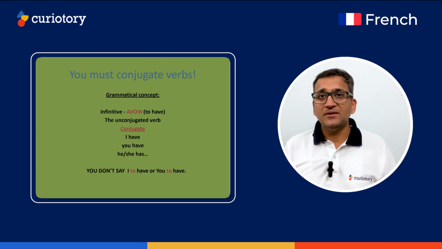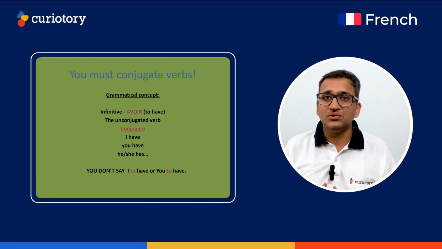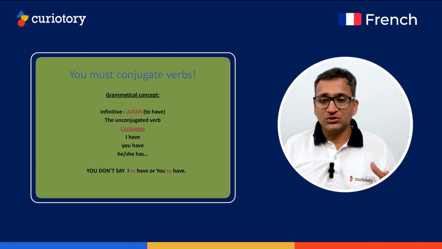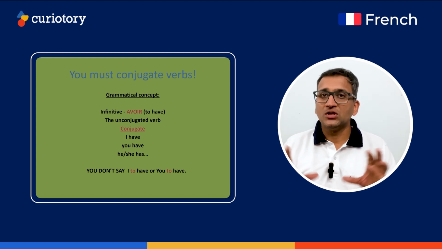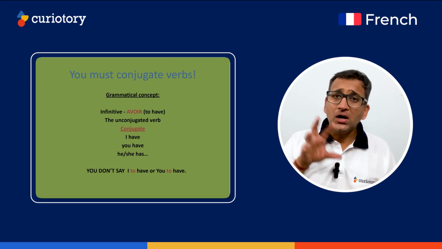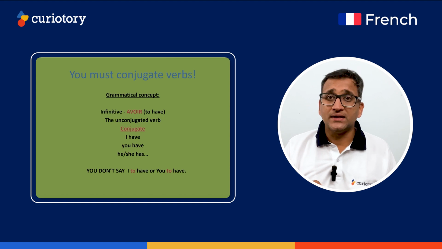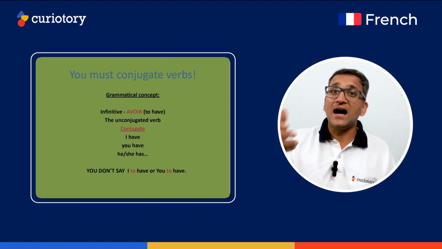So, for each verb in French, like you did for the être verb, avoir also you need to conjugate. I mean to say, the main verb avoir means to have. We call it an unconjugated verb or infinitive. Infinitive means the complete verb. When I say infinitive, it means the verb is not conjugated. It is as it is, avoir as it is. But with all the subject pronouns, you need to conjugate. It means you can't write I to have, because avoir means to have. You can't write I to have, you to have. You need to write I have.